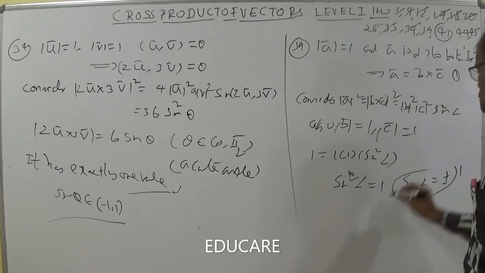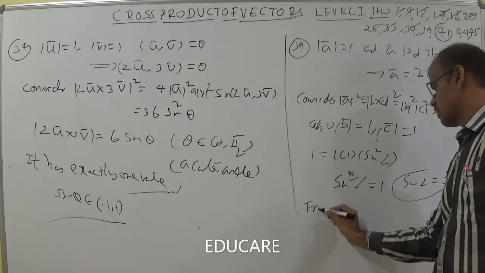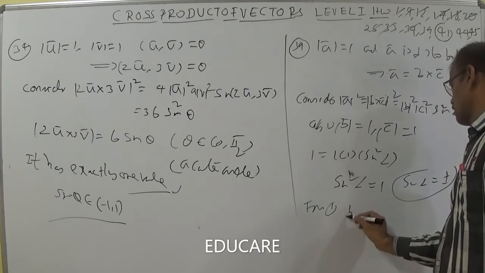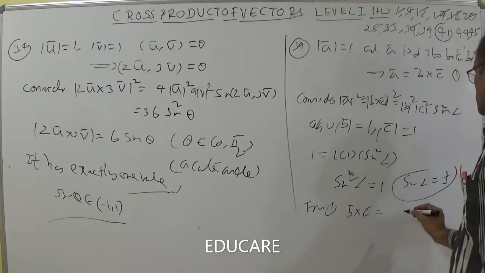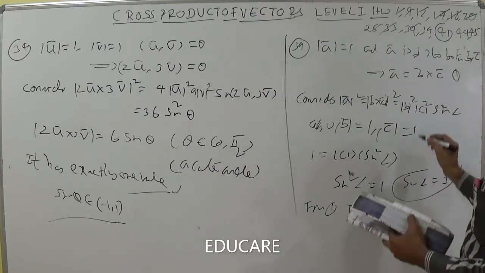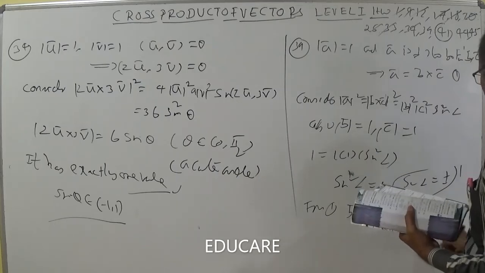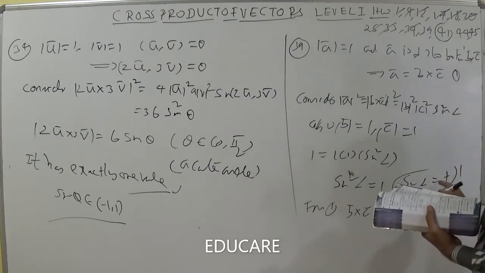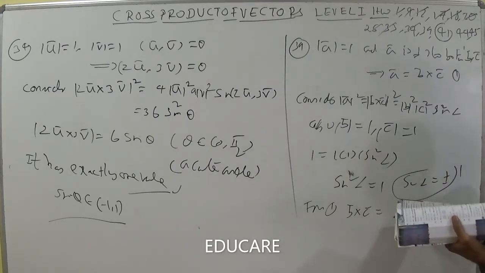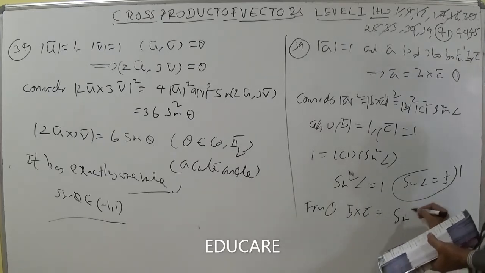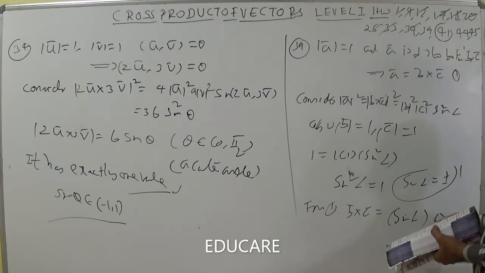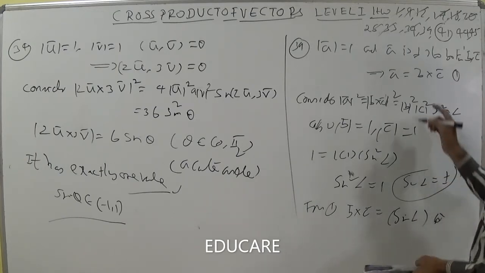Let's put it in equation 1. From 1 I am writing, from 1, B cross C is equal to A. If you multiply with this one, A, then with the value sin alpha we got, sin alpha equal to 1, then B cross C is equal to, you can say, sin alpha into A. A is equal to B cross C.